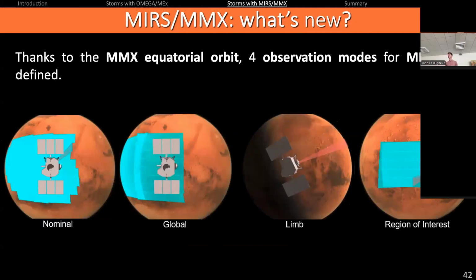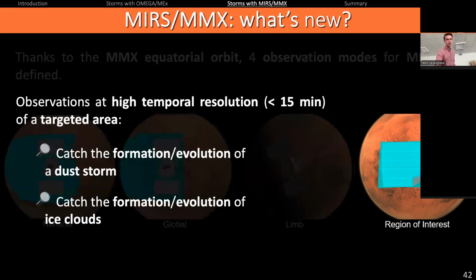So for MMX, we will have an equatorial orbit that allows us to make many cool things. We define four observation modes for MIRS. The first one is the nominal mode, so the day-to-day mode. Then we have the global mode that allows us to make a global map of the Martian atmosphere quickly. Then we have the limb mode that will hopefully allow us to make some vertical profiles of dust and ices. And then we have the region of interest mode.